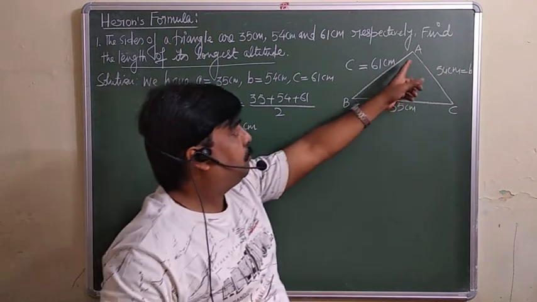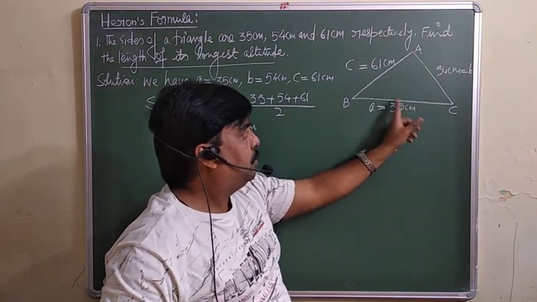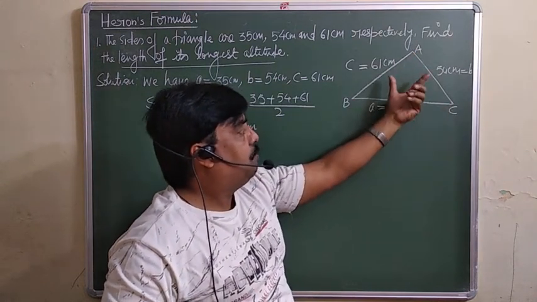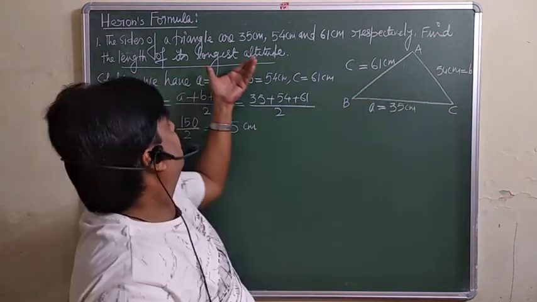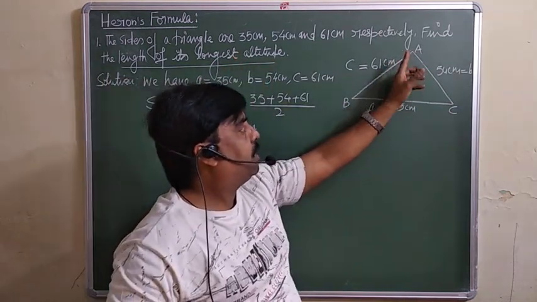It means we can draw the perpendicular from here, from B, from C. We want to know the longest altitude. What will be the length of the longest?